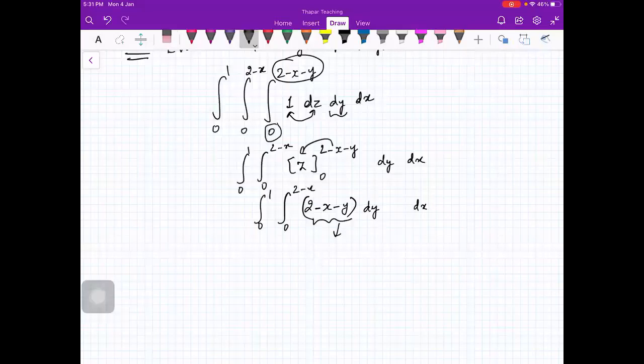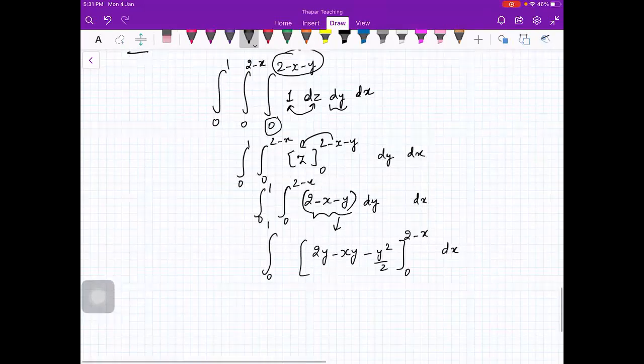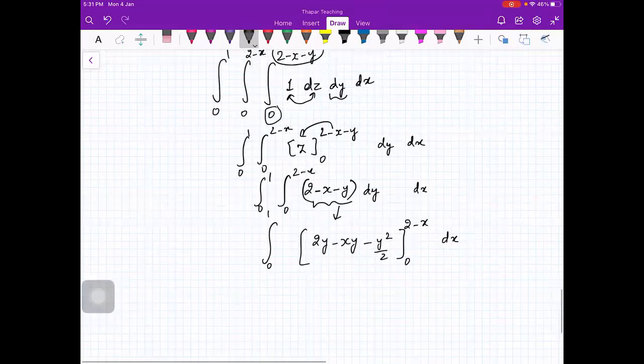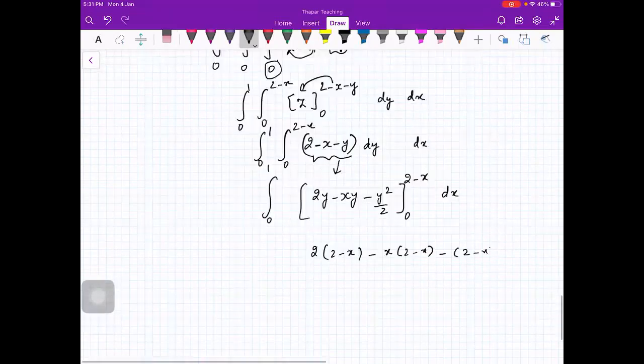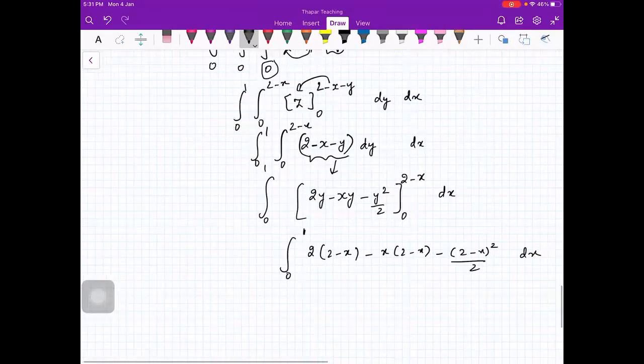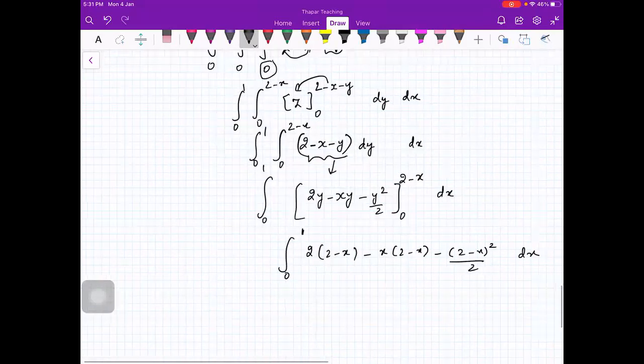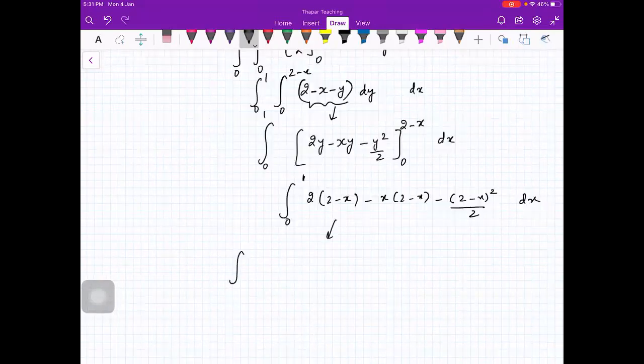So you'll get 2y minus xy minus y square by 2, right? You will treat x as a constant. 0 to 2 minus x dx, 0 to 1. So you just put 2 minus x, 2 minus x minus (2 minus x) square by 2 dx, 0 to 1, right? So this is, now you can just integrate. Okay, simple calculations you can do that, right?